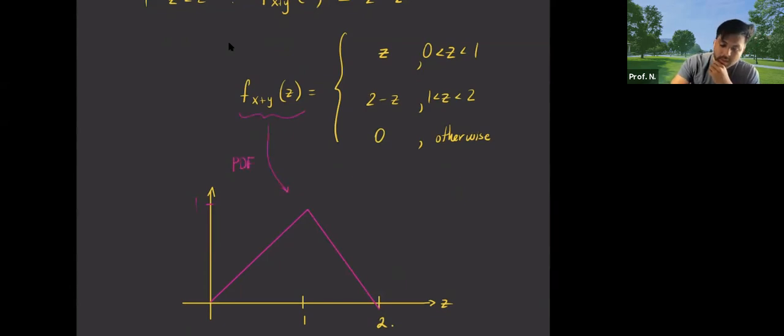And you can study this and see that the area underneath this is indeed 1, right? This is a triangle with base 2 and height 1, so the area underneath is going to be 1. So this is the convolution of 2 uniform random variables on 0 to 1.